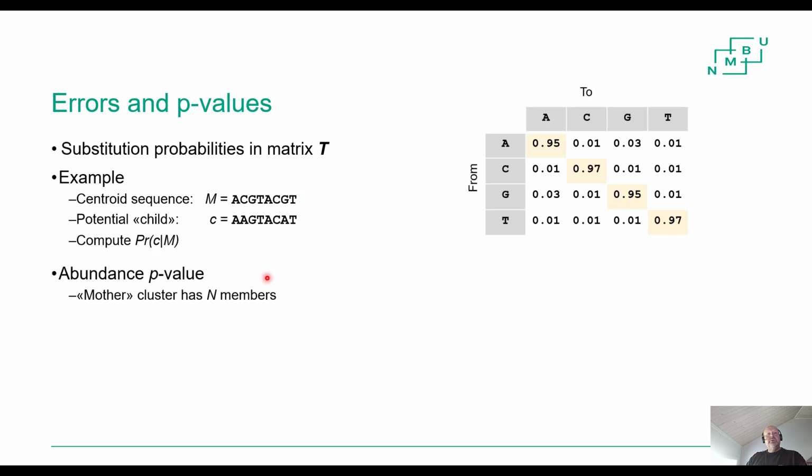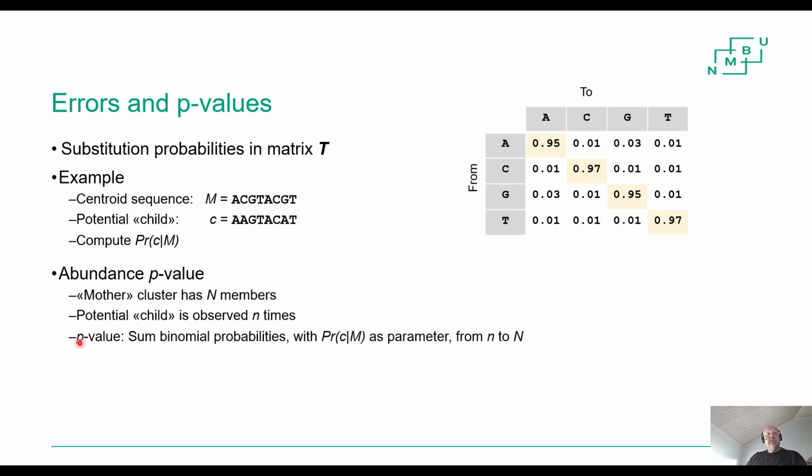The abundance p-value is computed as follows. This mother or centroid cluster has capital N members already. This potential child is observed small n times. That's the copy number of this read, right? So capital N is the sum of all the copy numbers of all the member reads already there. So this is a big number. This is not so big. And the p-value is then the sum of binomial probabilities with this as a parameter, from small n to large N.